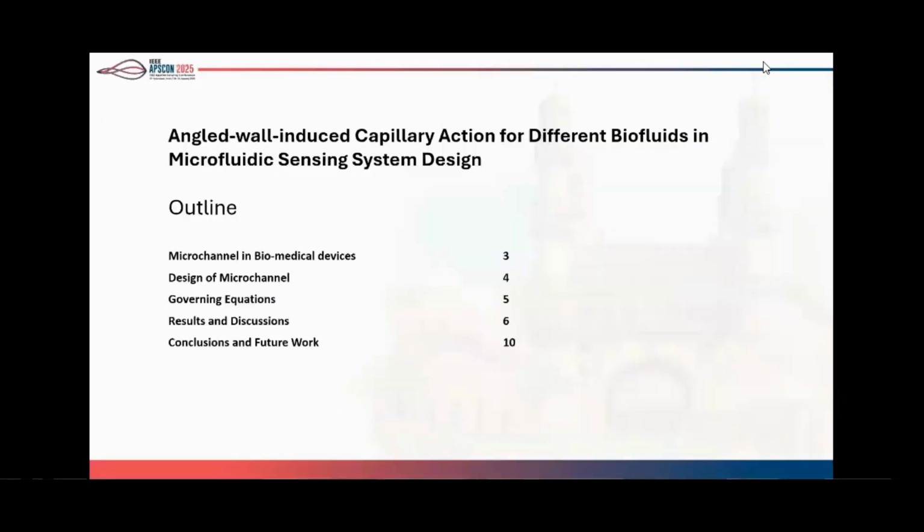Okay, so outside of the presentation, first I will go through how microchannels are used for biomedical devices. The microchannel is like the constant circulation, the blood vessels which are used for circulation.